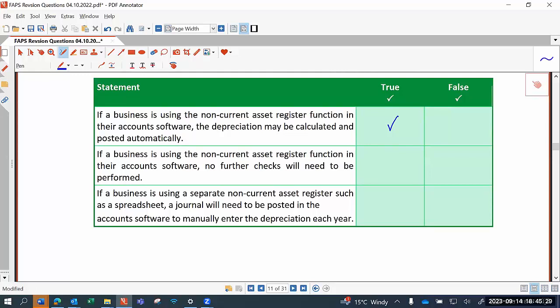If a business is using the non-current asset register function in their account software, no further checks will need to be performed. What do you think? Are we going to put 100% trust in our software? It's false, isn't it? Yep. We should do some checks. The sorts of things that we might do might be to, let's say, double check a depreciation calculation, because the software will only calculate the depreciation based on the rules that we've put in there.